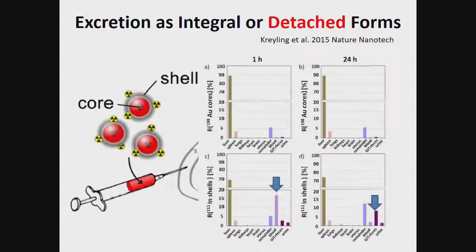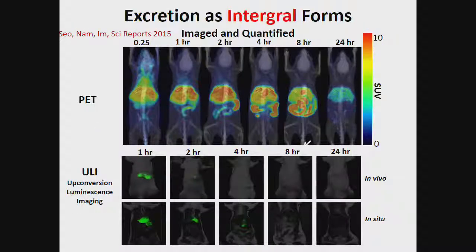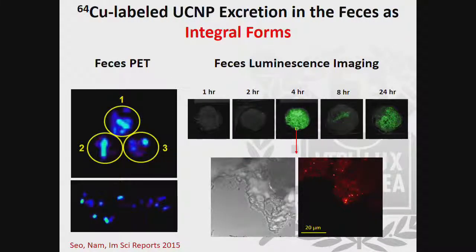However, it was published in Nature Nanotech, and without knowing their study, we used UCNP upconversion nanoparticles, labeled, imaged, and quantified them with upconversion luminescence imaging and PET. We found that all of our nanoparticles are excreted as an integral form. So it was accepted. We even did PET and ULI, upconversion luminescence imaging, and counted. That was a laborious job.